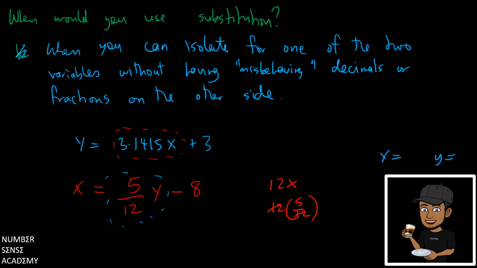But I'm going to assume the likelihood that you'll find this on a test is a little bit unlikely. I'm just going to guess, I don't know if it's true. But if you're going to end up with a fraction or decimal, just don't use substitution. If isolating a variable leaves a fraction or decimal on the other side, just go to the other method, elimination.